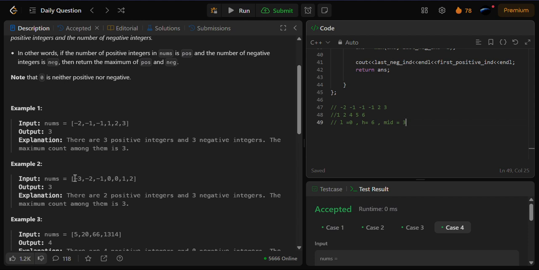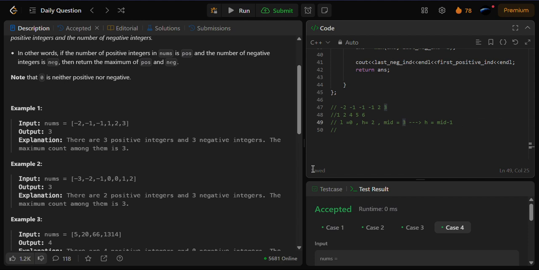It is in increasing order. I am at 0, so I need the negative element to the left of this 0. So I will update my high to mid minus 1, because now I have to search to the left of this mid. So this would now become 2. Now we'll again run the loop.